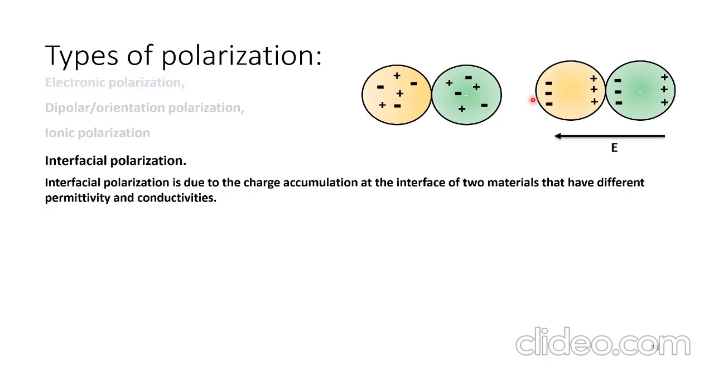Then the fourth one is the interfacial polarization. Here the charges are aligned at the interface of two materials. So the charges are accumulated at the interface itself. Positive will attract negative charge, and that is how they will be aligned when we apply the electric field.